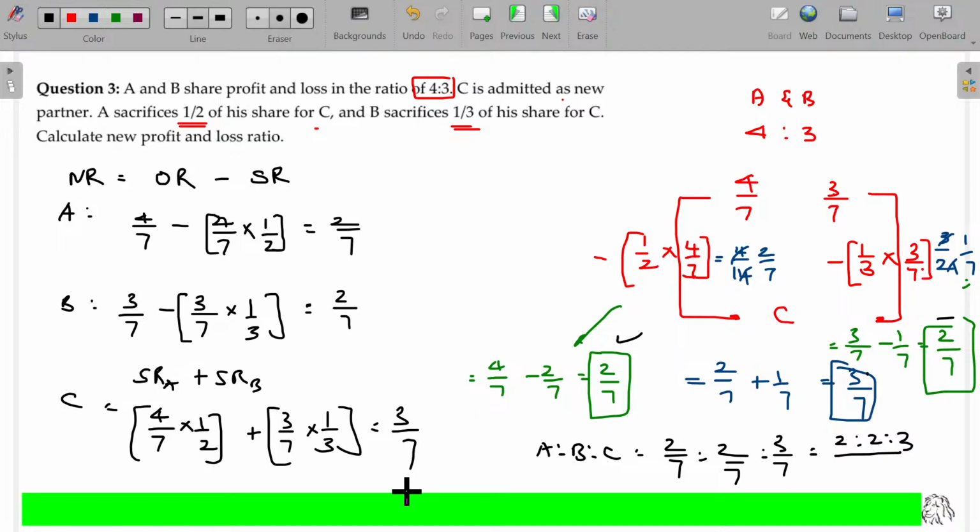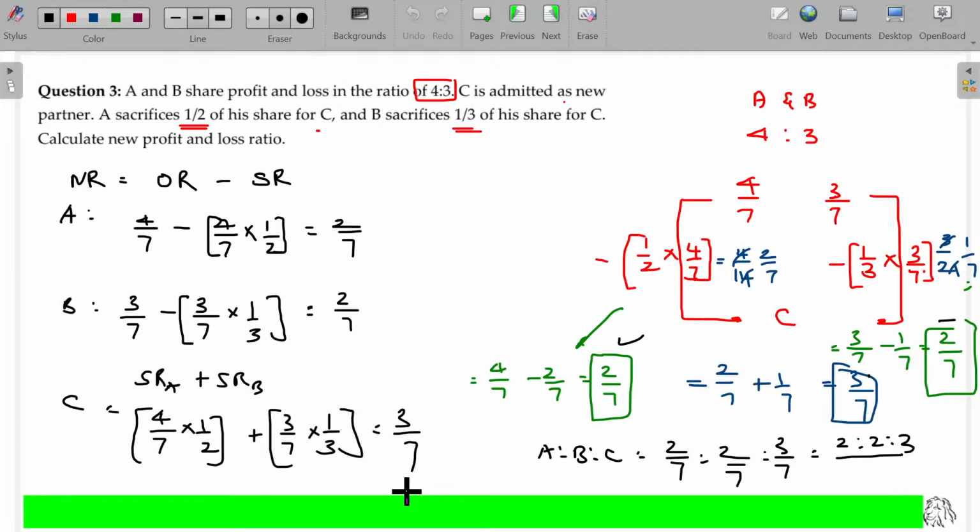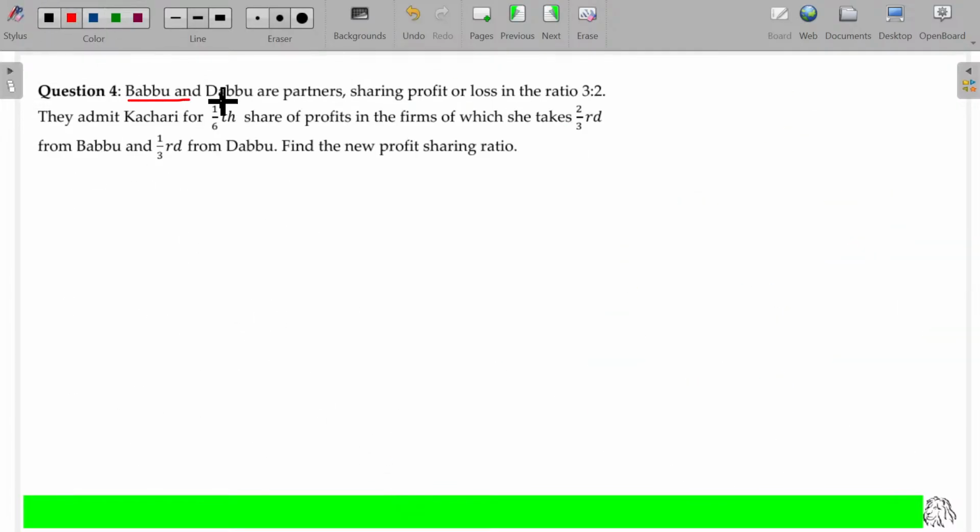Now let's move on to the next one. Question number 4. Babu, Dabu are partners sharing profits and losses in the ratio of 3:2. B and D, their P&L ratio being 3:2. They admit Kachari for 1/6 share of profits in the firm. So now they admit K, what he gets, 1/6.